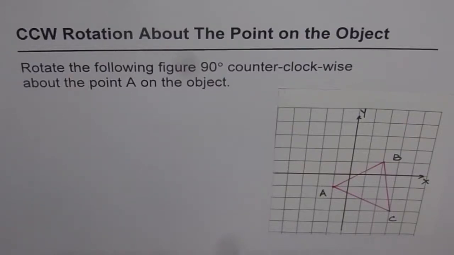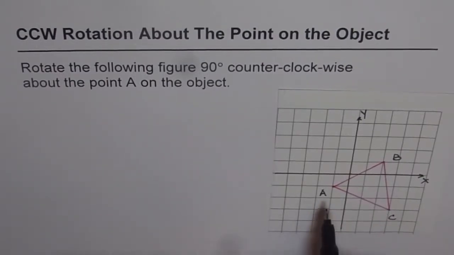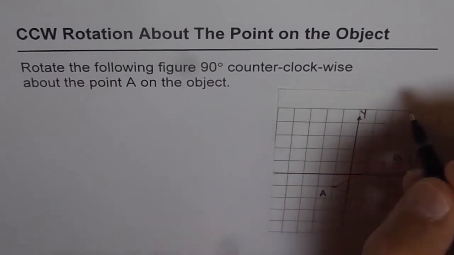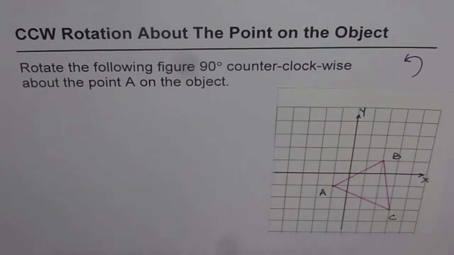Counterclockwise rotation about the point on the object. Rotate the following figure 90 degrees counterclockwise about the point A on the object. So we have a triangle here with A in quadrant 4. We need to rotate this object, the triangle, counterclockwise 90 degrees, right? Counterclockwise, you understand, is kind of like this. That is counterclockwise. And we have to rotate it 90 degrees counterclockwise.